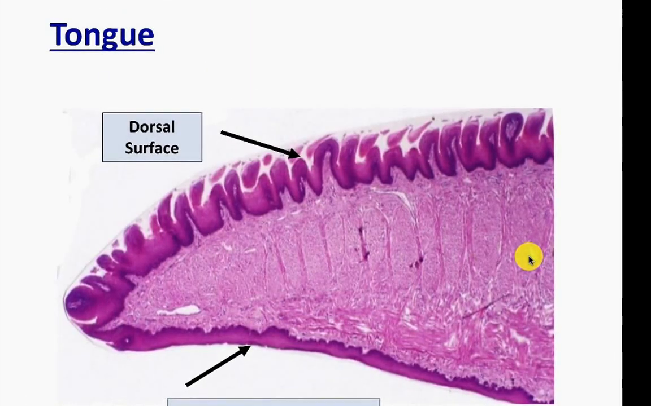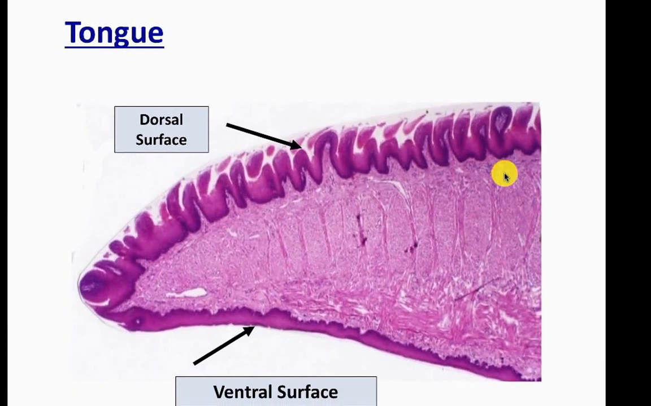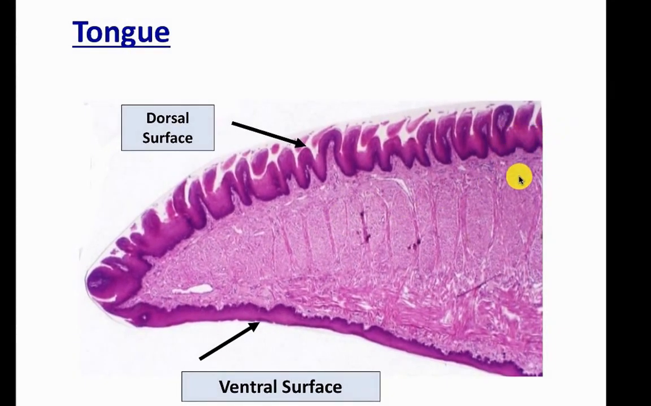Then we will see the other slide, which is the tongue. The tongue is a muscular organ covered by the stratified squamous epithelium on the dorsal surface and ventral surface. But the dorsal surface is rough. Here it is smooth. Here we have papillae, here no papillae.